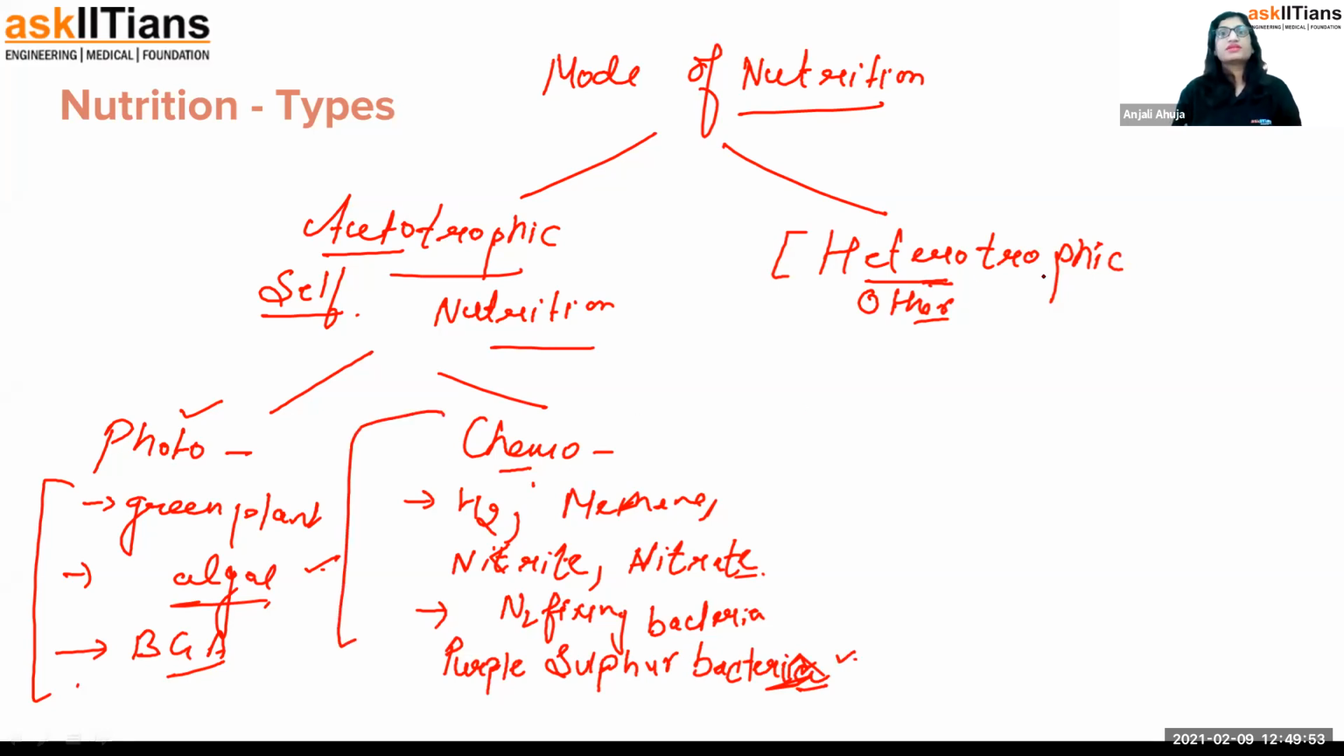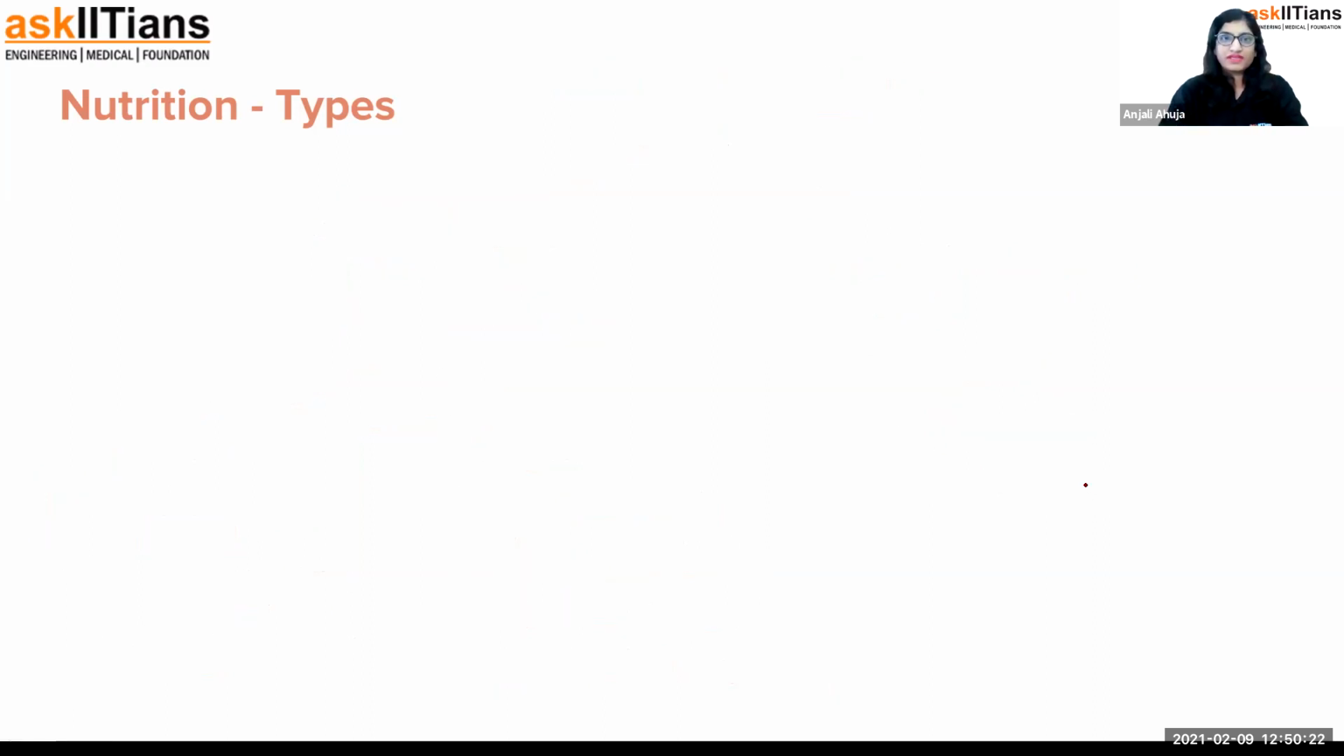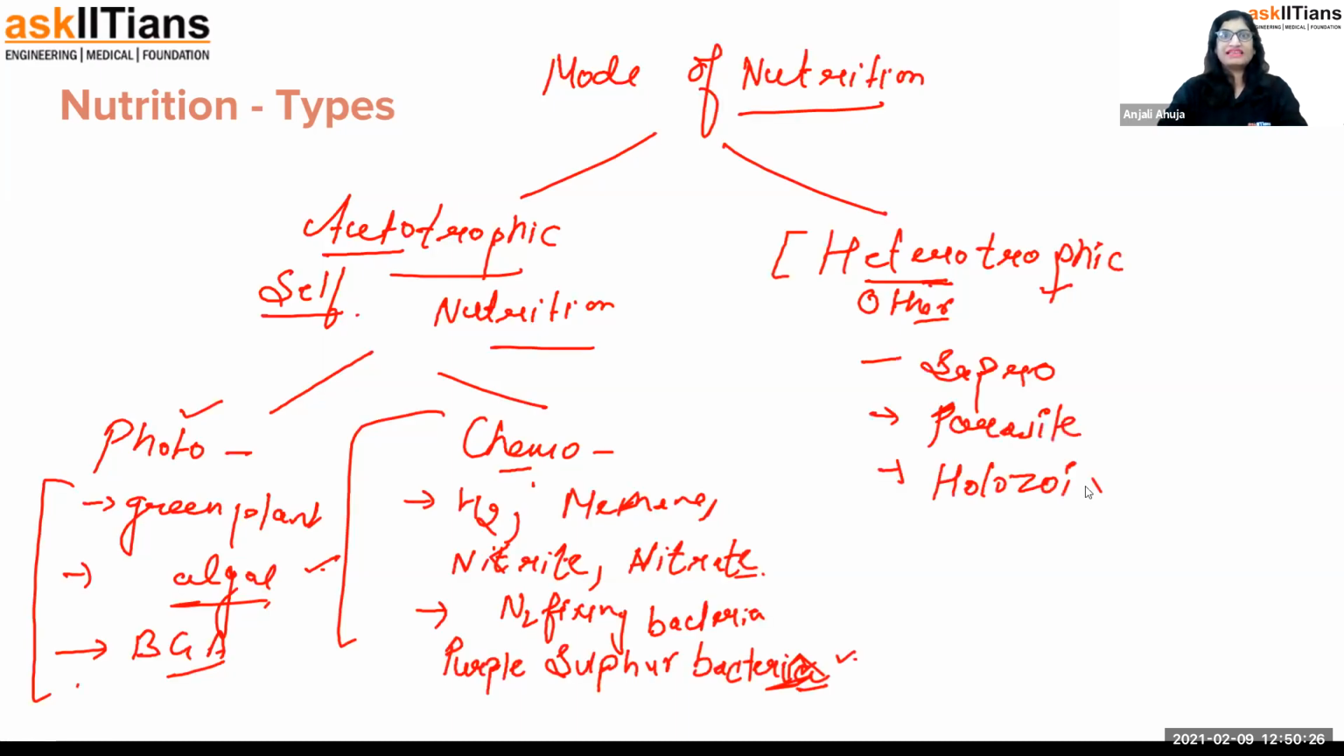Now let me give you information about the heterotrophic. So guys, heterotrophic means they are dependent on another. The one thing you have to remember is how they are obtaining nutrition from the other organism. This is further of three types. Saprophytic nutrition. Then there is parasitic nutrition. And then there is holozoic nutrition. So I'm going to give you detail about it.